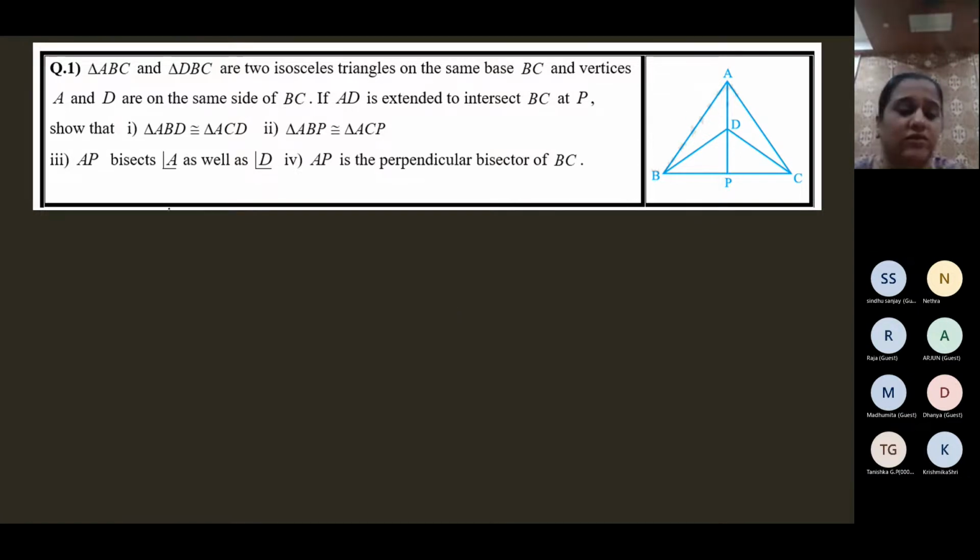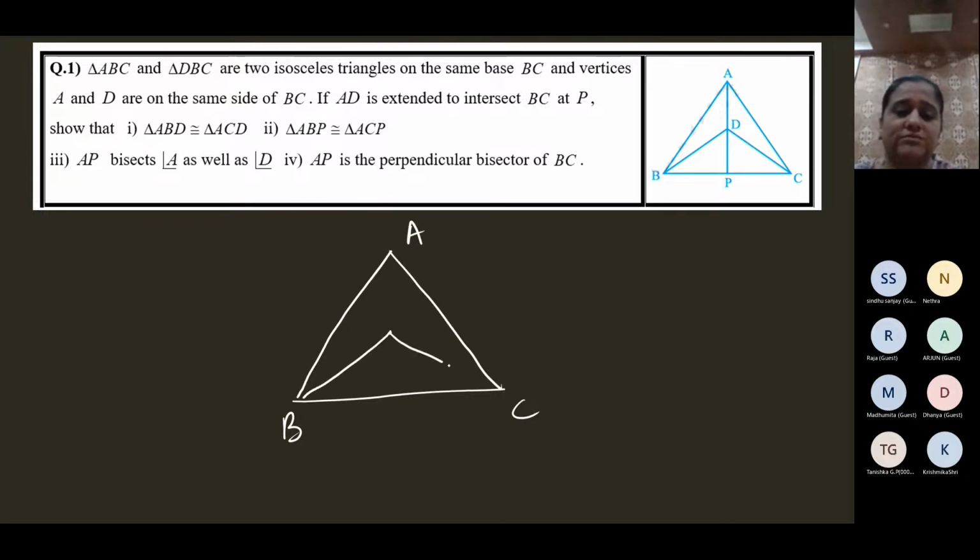Okay, so let's draw that. BC is the common base. The vertices A and D are on the same side of BC. The triangles are called ABC and DBC.